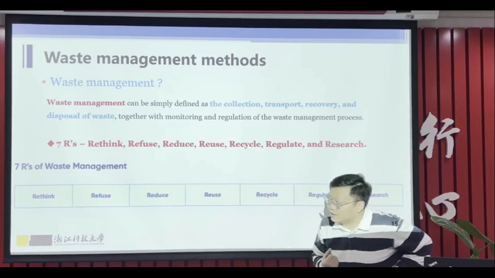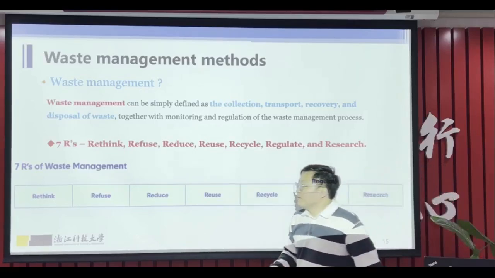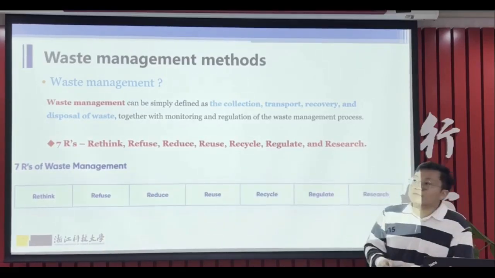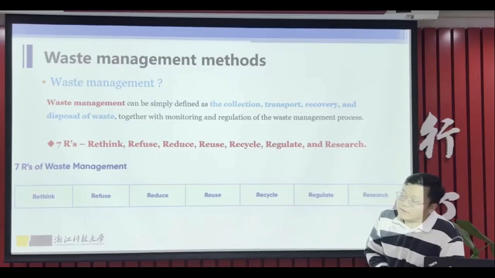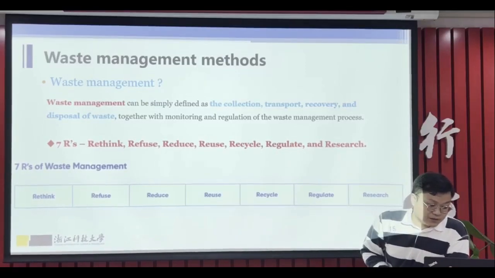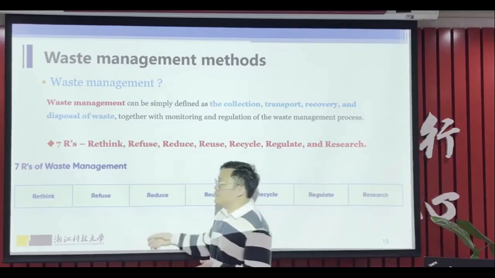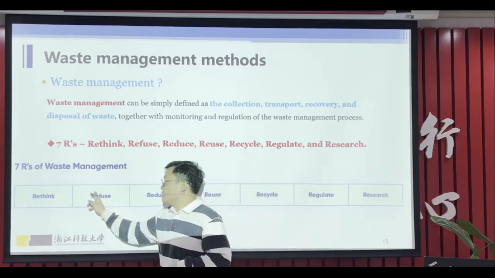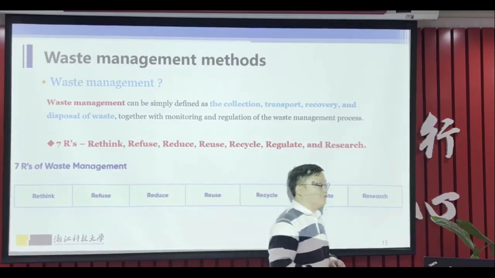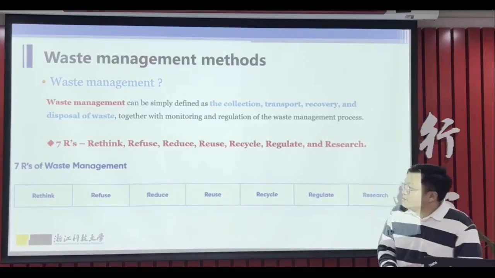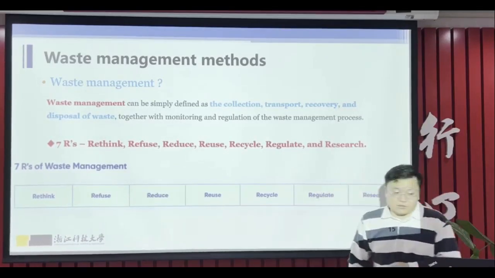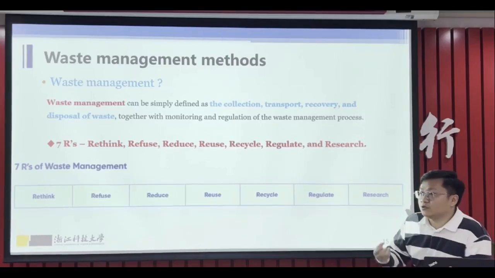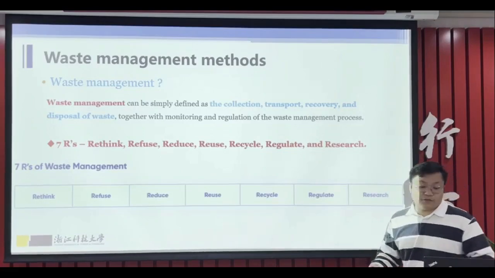So first is rethinking. And then is reuse. The reuse of goods can directly decrease the generation amount of municipal solid waste. For example, when we have a paper, we use one side and then we reuse the other side, so we can reduce the generation amount of municipal solid waste. The third R is reduce, which also means we should try our best to reduce the generation amount of municipal solid waste.